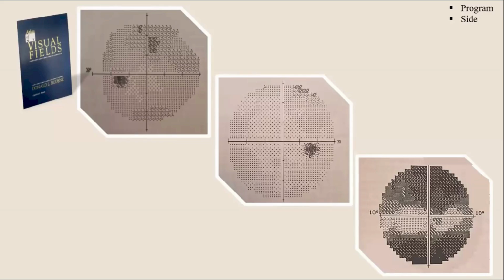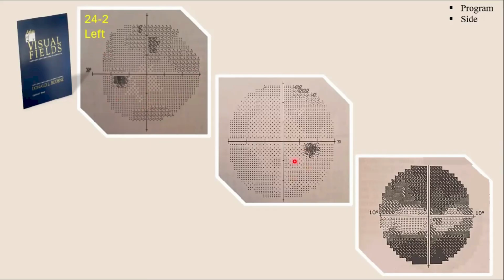Okay, now I want you to tell me in the chat the program and the side, right or left. So start with this one. Right or left visual field and name the program. Yeah, it's left. I'm going to show you the first answer in order to save time. We have 30 degrees here, but 24 degrees here. So this is actually called the 24-2 program, and this is the left visual field.